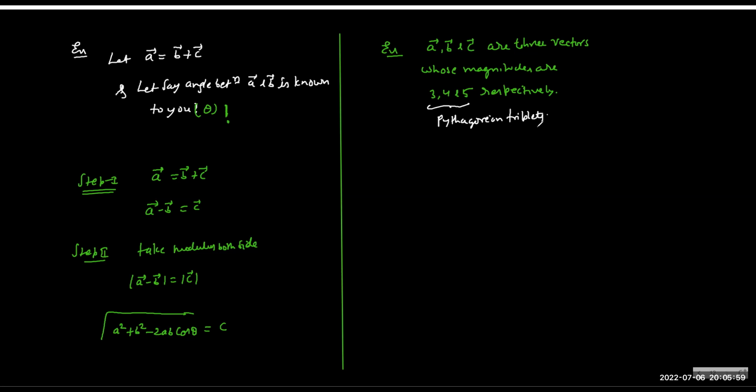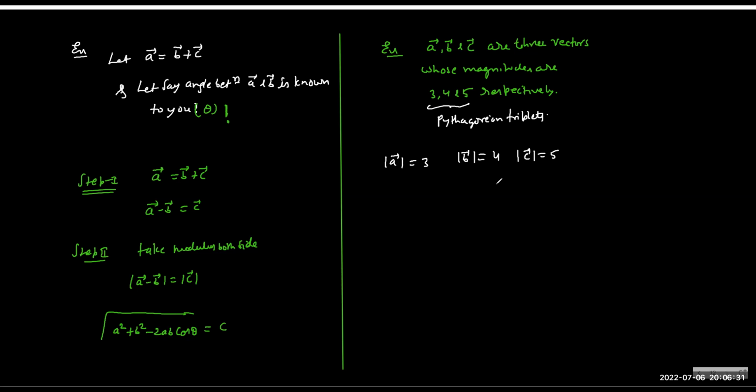So we have many ones like 5, 12, 13. We have many like this. These are called Pythagorean triplets, which are very famous. Now these are given. So what do you know? You know mod of A is 3, mod of B is 4, and mod of C is 5.